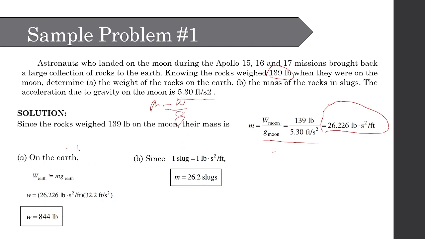So when the rock is brought back to earth, earth has an acceleration due to gravity of 9.81 meters per second squared, but we are using feet, so we have 32.2 feet per second squared. So multiplying the mass of the rock, 26.226, times 32.2, the weight of the rock on earth is 844 pounds, and the mass of the rock in slugs: since 1 slug is 1 pound second squared per foot, m is 26.2 slugs.